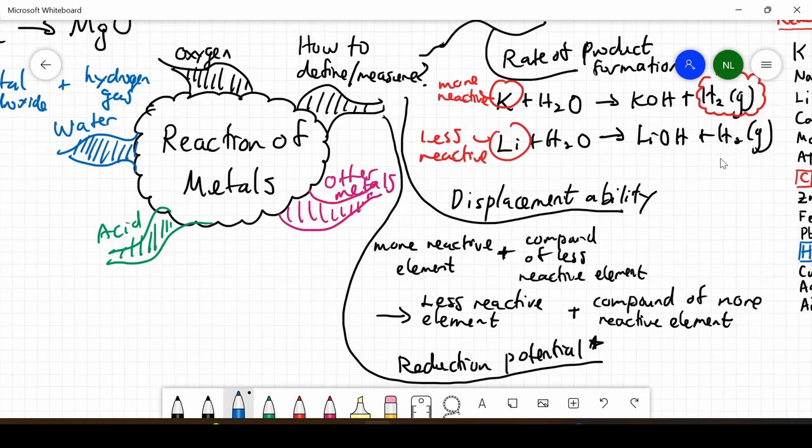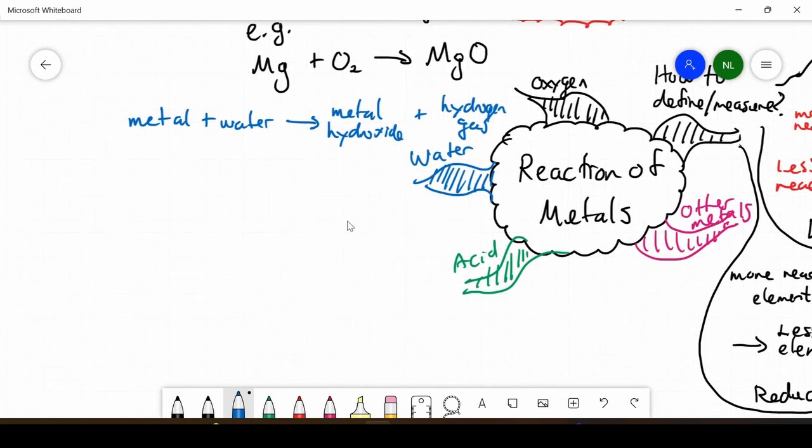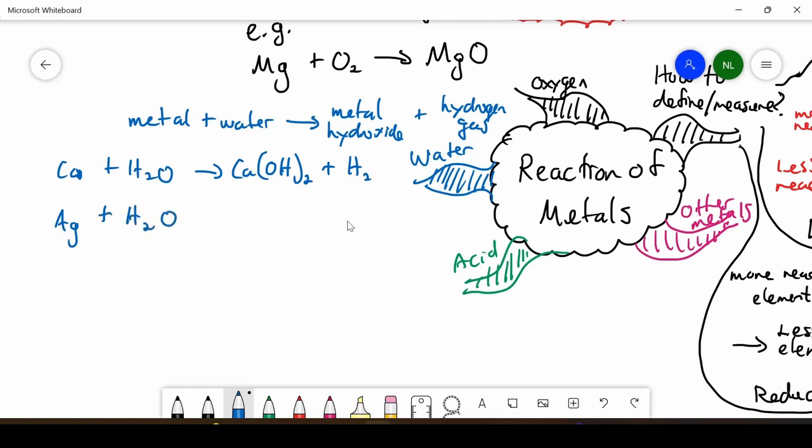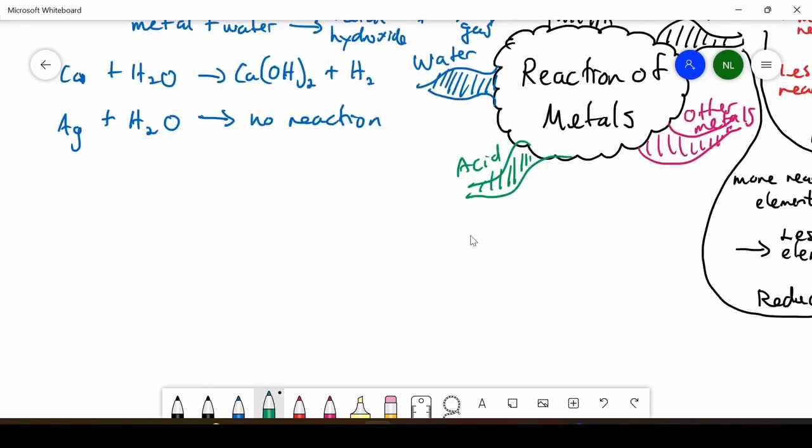An example of a metal more reactive than hydrogen is calcium. Calcium metal reacts with water to produce calcium hydroxide, also known as lime water, and releases hydrogen gas. Silver, on the other hand, is less reactive than hydrogen, so it will not react significantly when added to cold water. Next, the reaction of metals with acid.